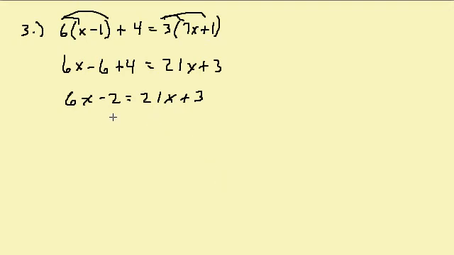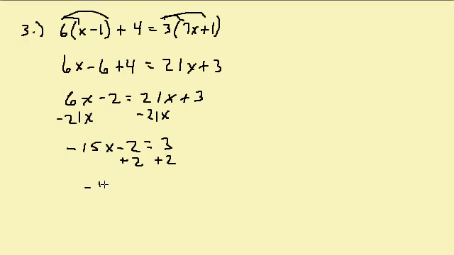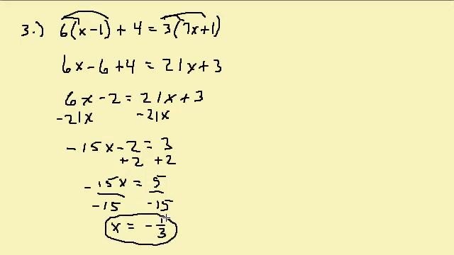Alright, so now let's subtract 21x to both sides. So that's going to give us negative 15x minus 2 equals 3. And then we add 2 to both sides. So we get negative 15x equals 5. Then we divide both sides by negative 15. So I get x equals negative 1/3.